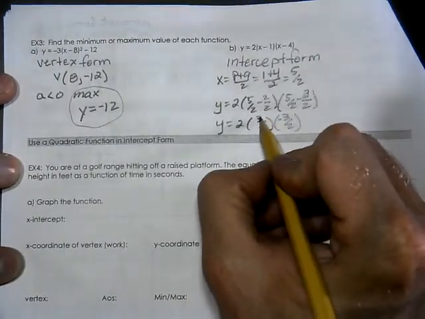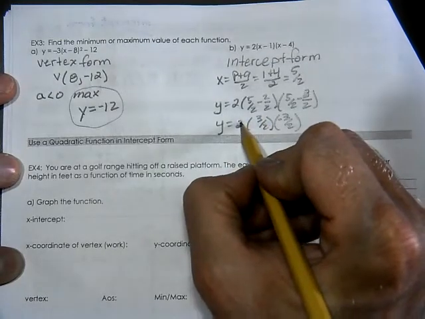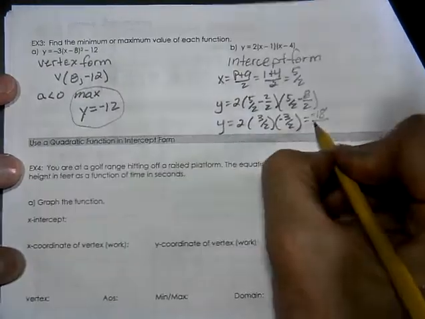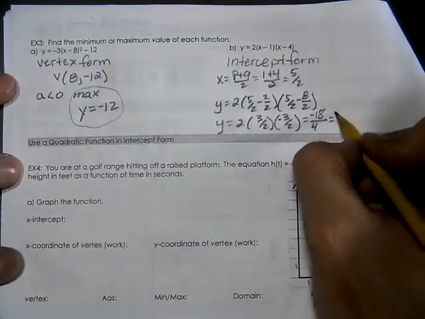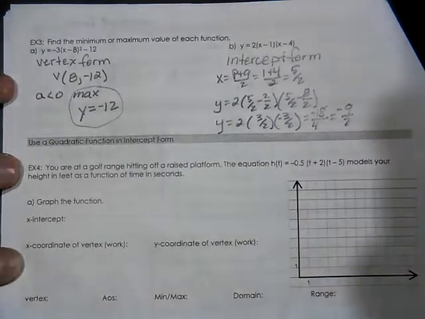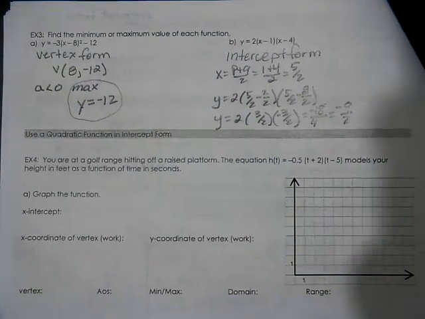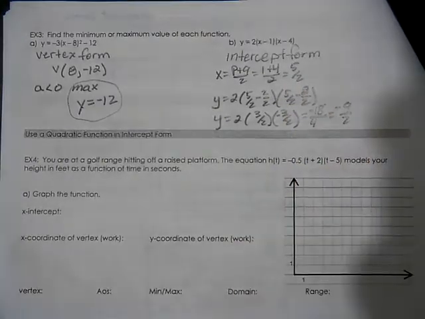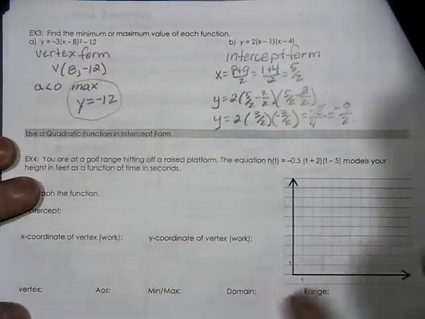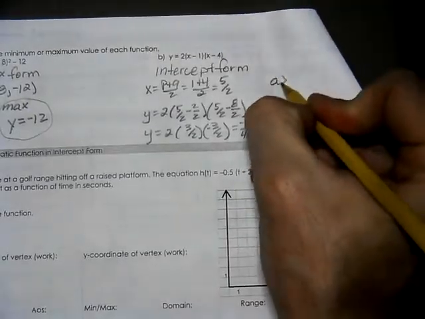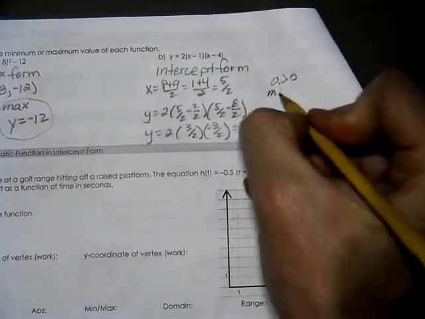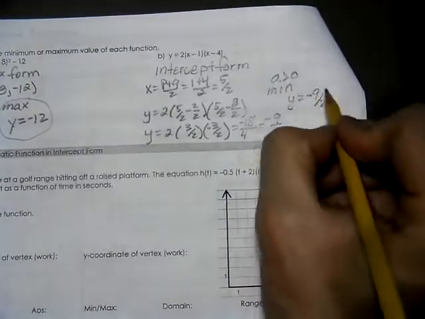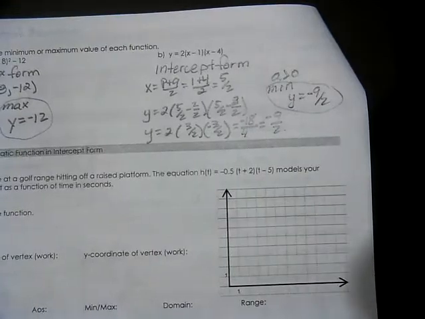So 3 times 3 is 9, times 2 is 18. 2 times 2 is 4. That can be reduced to negative 9 halves. So we can see the vertex is 5 halves and negative 9 halves. Well, what this tells us is that the a value is greater than 0, so we have a minimum value, and y equals negative 9 halves is that minimum value.